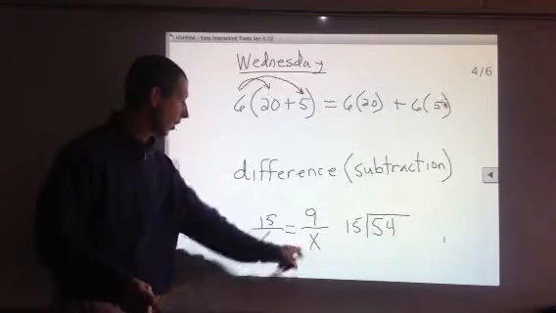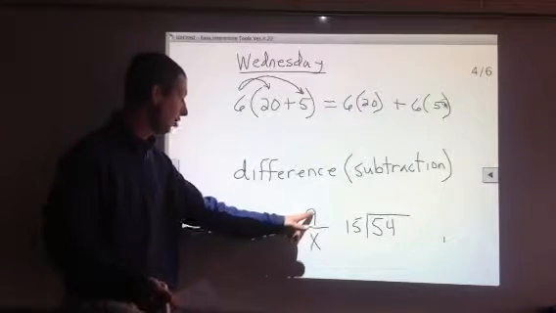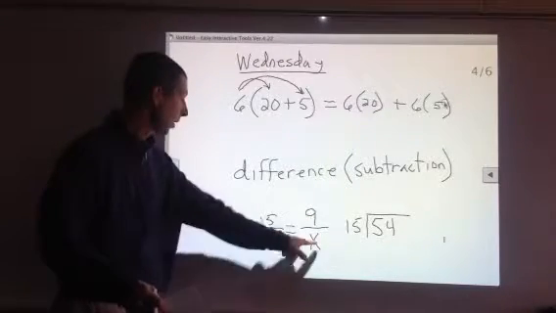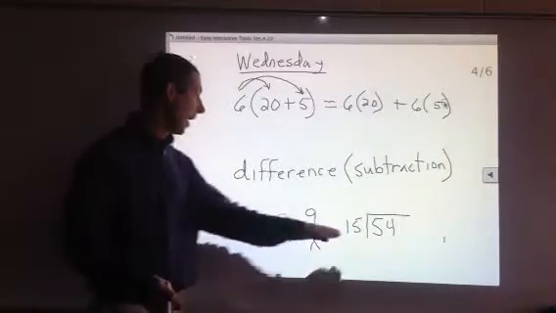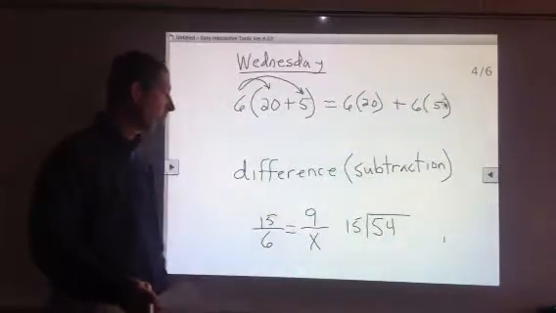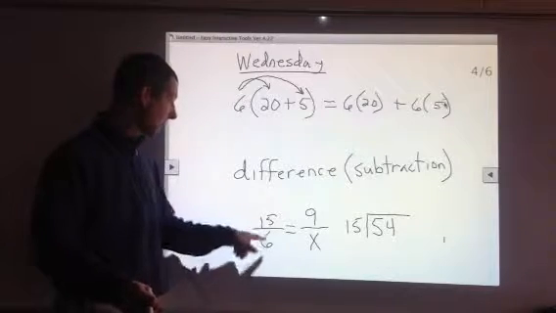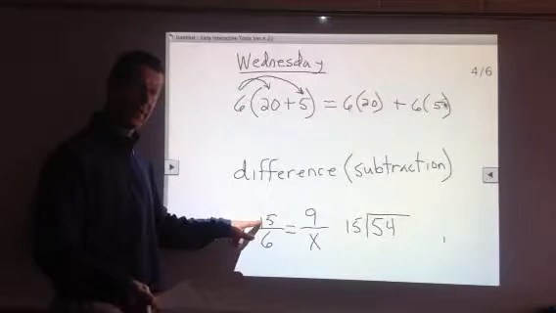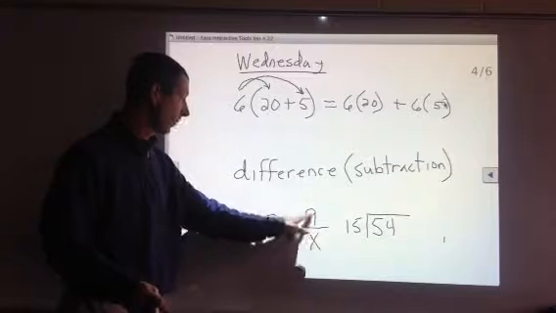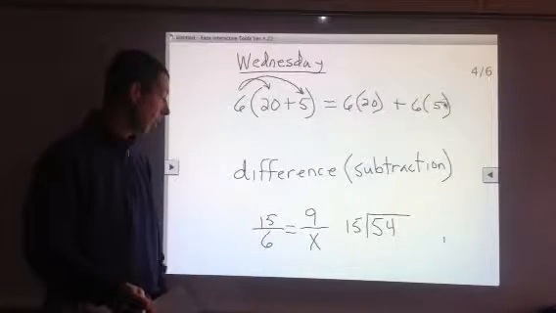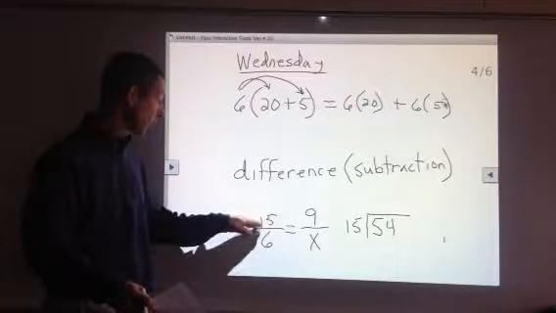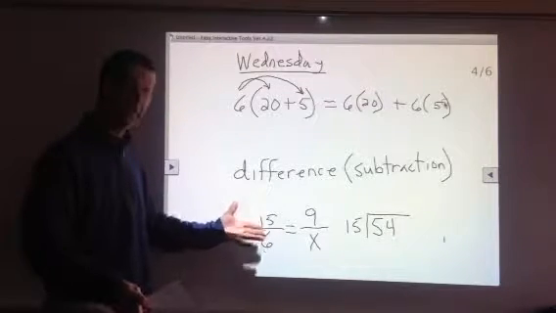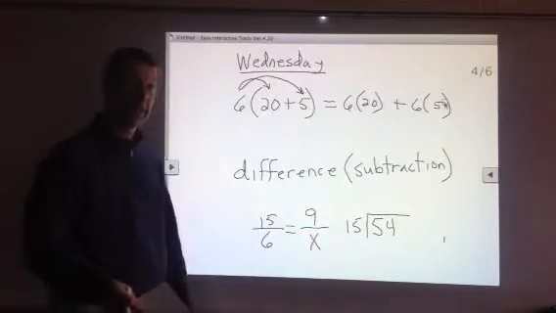So now if you solve for x using cross multiplication, you got 54 here, 15x here. So you're going to divide 15 into 54, and obviously 6 is less than 15, so this answer should be less than 9, and kind of proportionally less. So 6 is less than half of 15, so your answer should be less than half of 9.